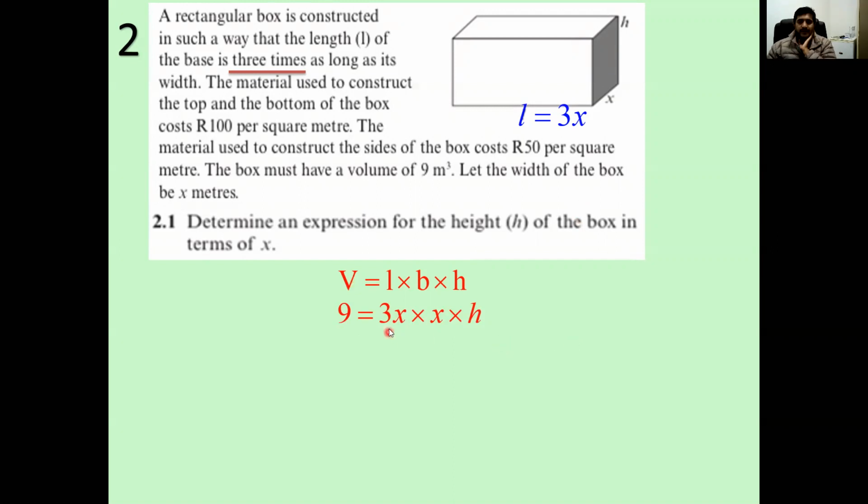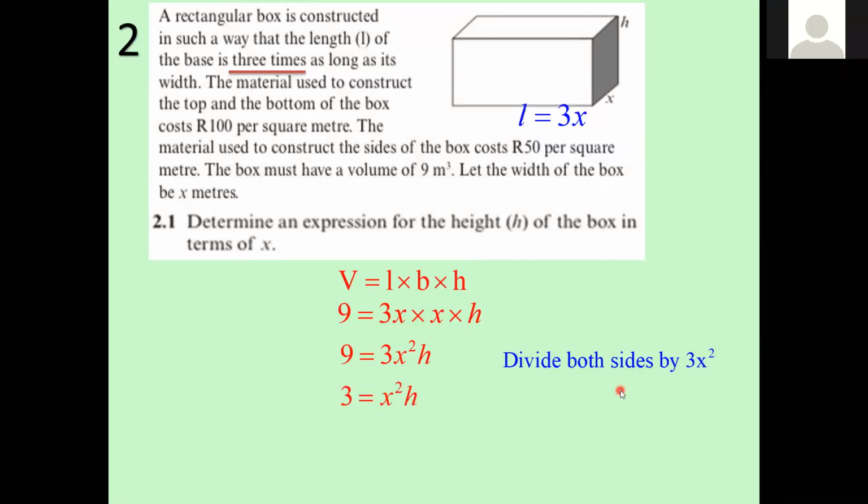So to do that, we're going to say 3x times x is 3x squared, times h. And we're going to divide both sides by 3x squared. If we do that, 9 divided by 3 is 3. So I'm dividing by 3 first to give you x squared times h. And then I'm going to divide by x squared, and I end up with 3 over x squared. And that was the question: find the expression for h. That's your height in terms of x, which means your answer should have x in it.